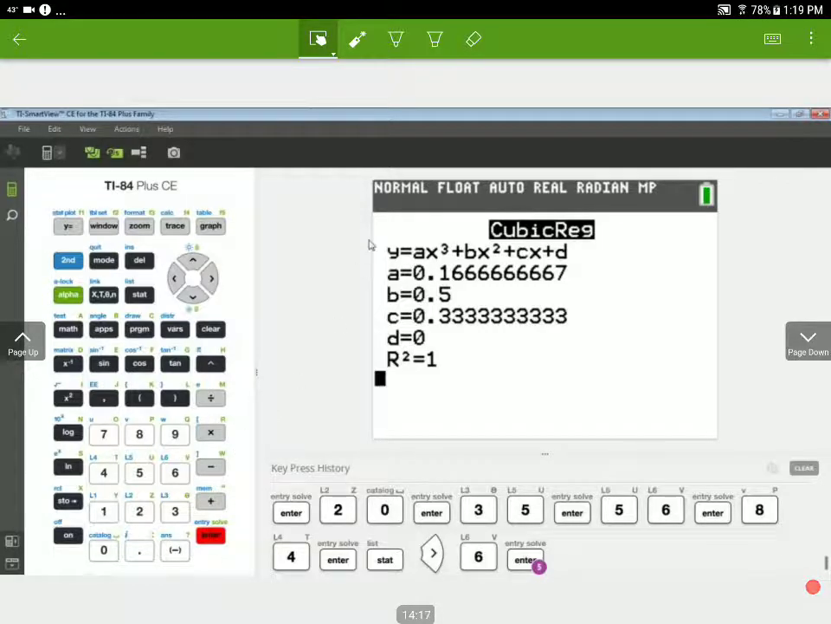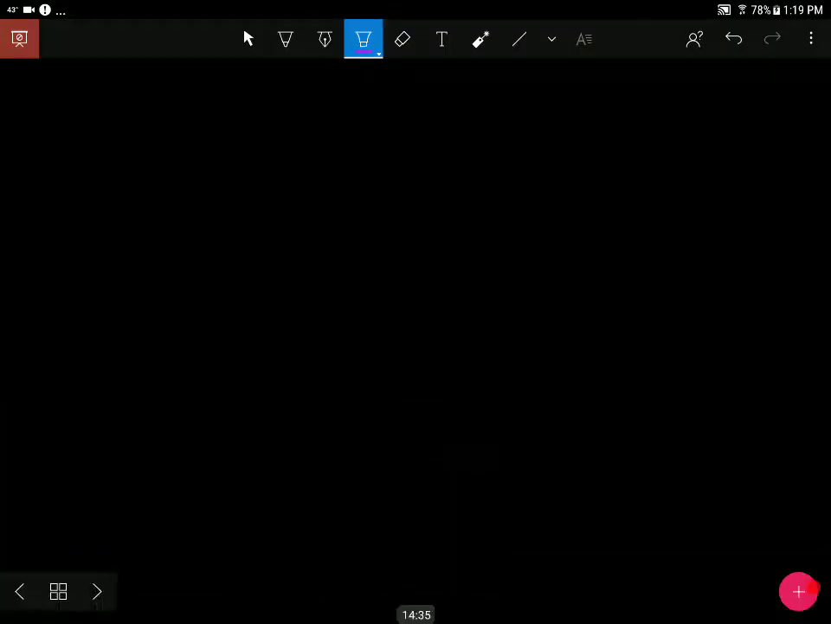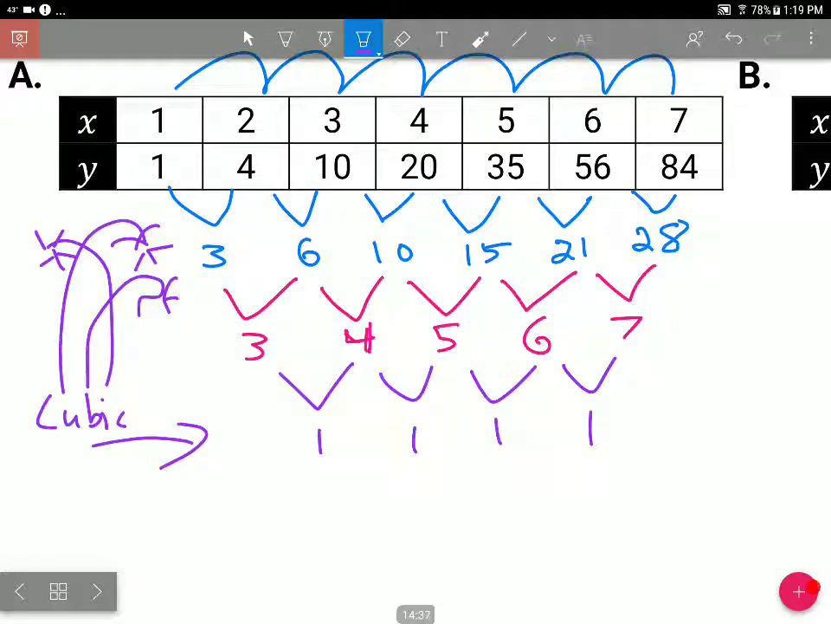And so your A value is 0.16, or 0.17 actually. Your B value is 0.5. Your C value is 1/3. And your D value is 0. All right, it's this x cubed, this x squared, this x plus that. Cool? So go back. Here we go. Dim mismatch? That means you have more in one list than the other. You omitted a point.